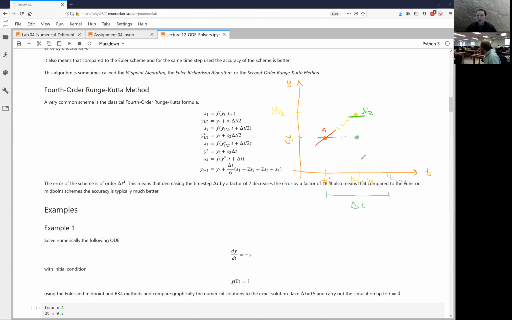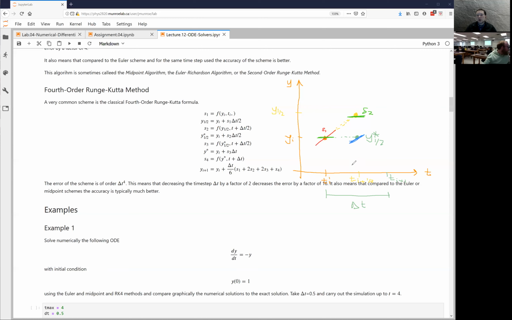To come up with a new approximation of y_{i+1/2}, I'll put a star in here because it's a better guess. So notice that if you'd used the first slope, you would have misestimated where the slope was. But if you use this slope, this is a better estimate of what the value would actually be. Then what we do is we evaluate the slope at this third point. Okay, so let's evaluate the slope at this third point.